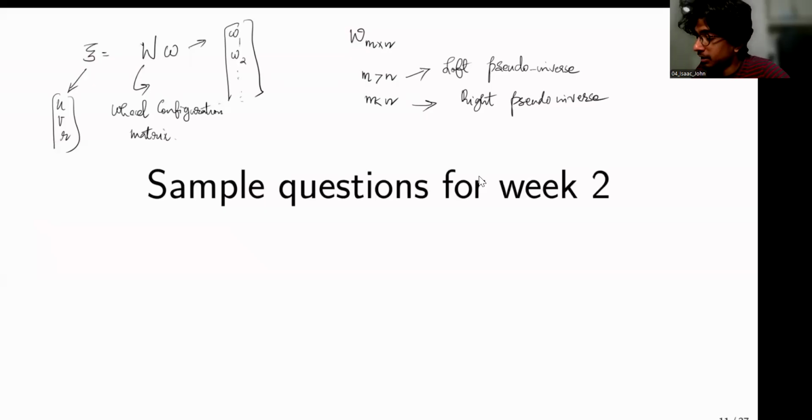The expression for the left pseudo inverse is W transpose W, the whole inverse, W transpose. And the right pseudo inverse is W transpose, the whole inverse, W transpose. In the lectures, we have seen how to derive these expressions for the left pseudo inverse and the right pseudo inverse. We derived the left pseudo inverse by using the least squares approach.